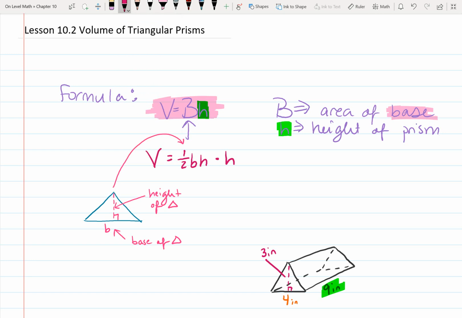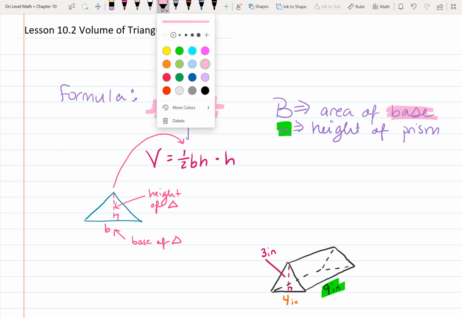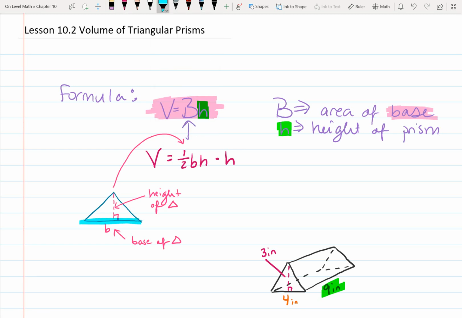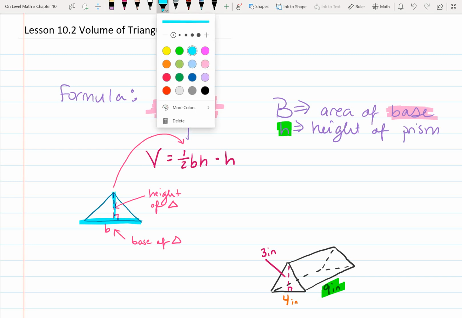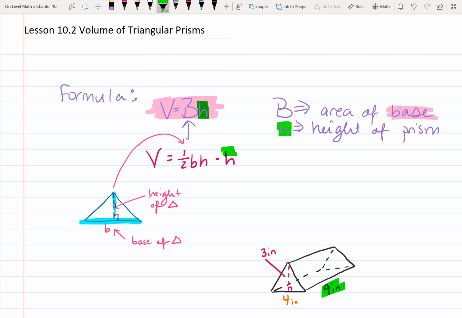So this lowercase b means something very different than the uppercase B. Uppercase B means area of the base. Lowercase b just means the base of the triangle. Base of the triangle, which we've got right here. Now the height with the triangle, right, is the height of the triangle. This height, let's see, we're using green for that. This height means height of the prism. That has nothing to do with the triangle. So down here where you see this 9 inches, that is the height of the actual prism.